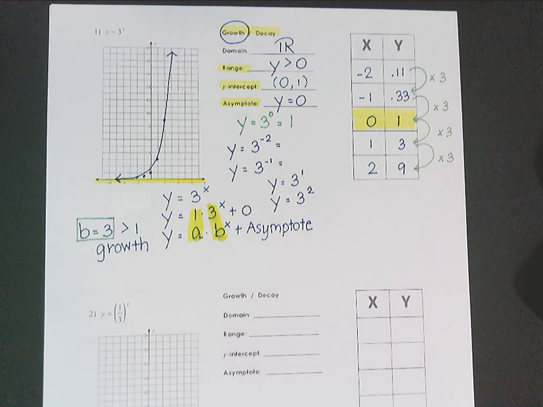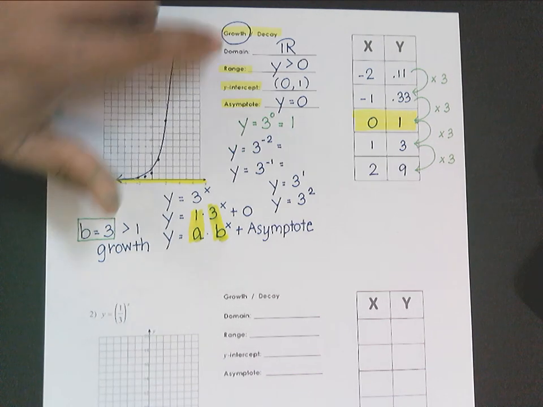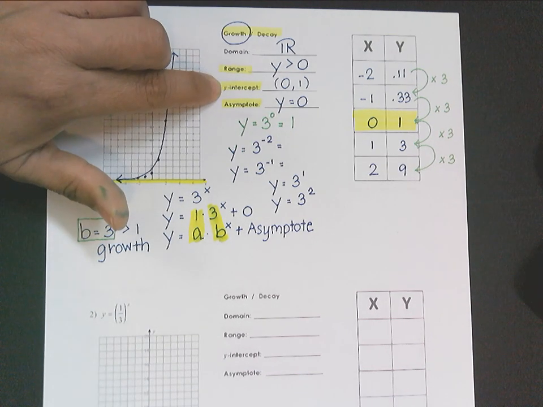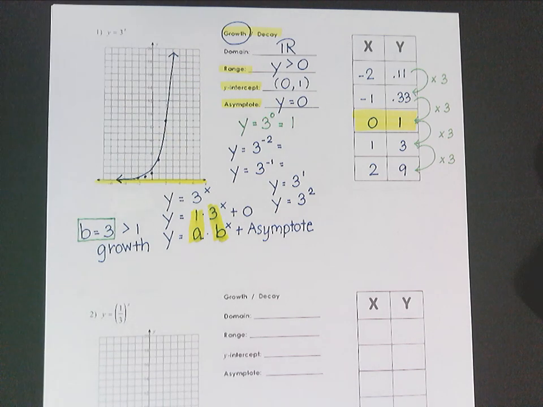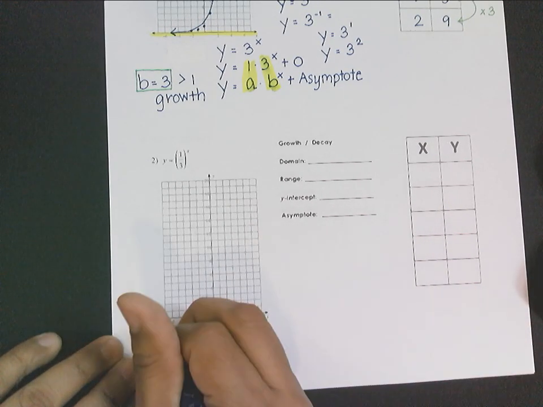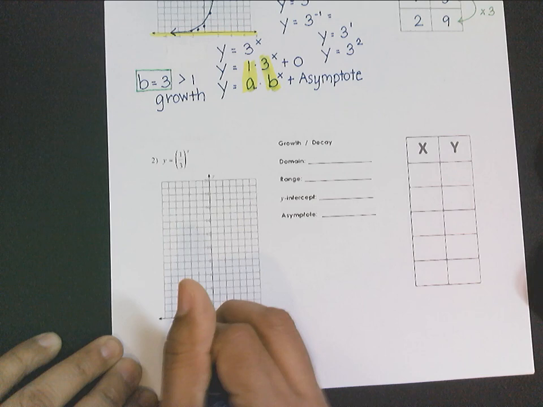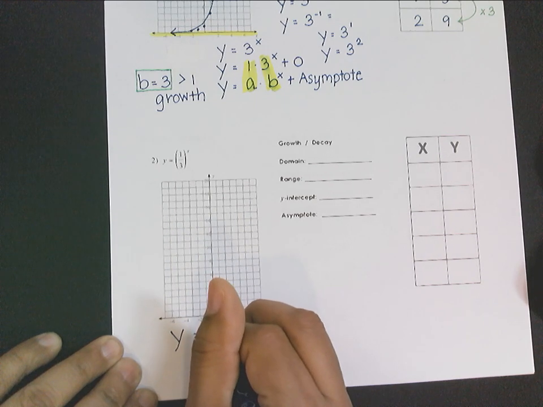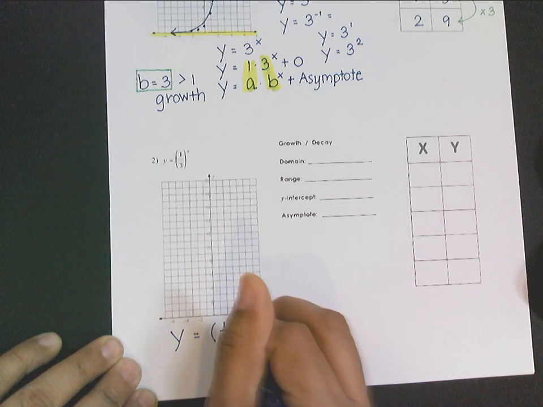So in your online assignment, it's going to ask you, is it a growth? What's the range? What's the y-intercept? Or what's the asymptote? So let me go to example number 2. So example number 2, my equation is y equals 1/3 to the power of x.